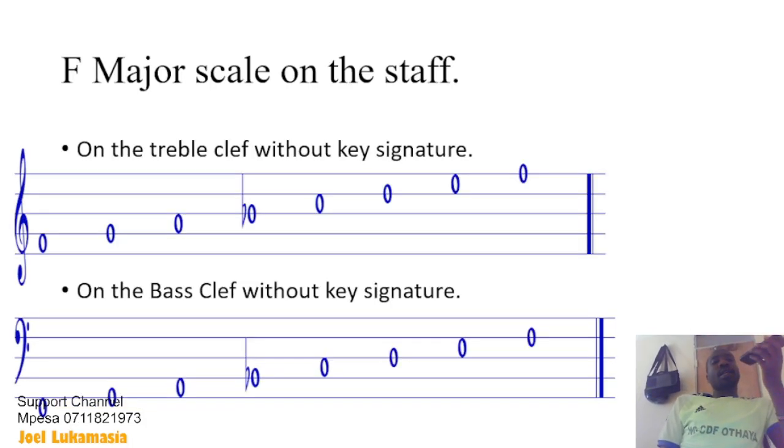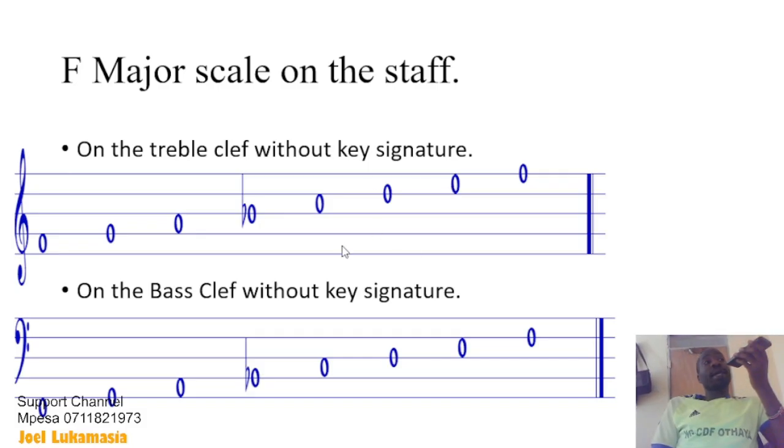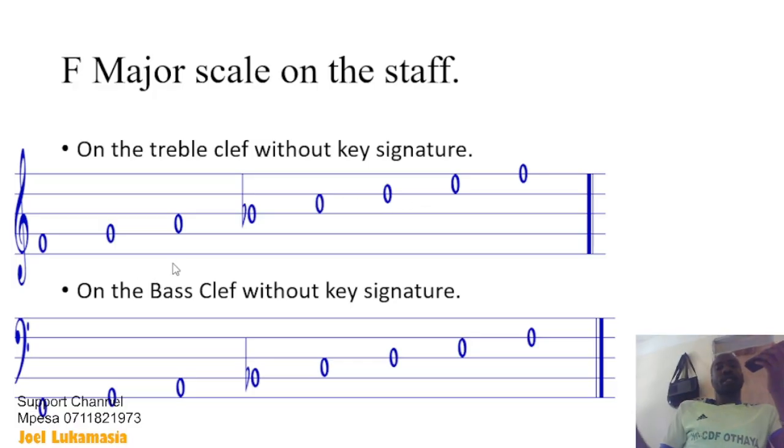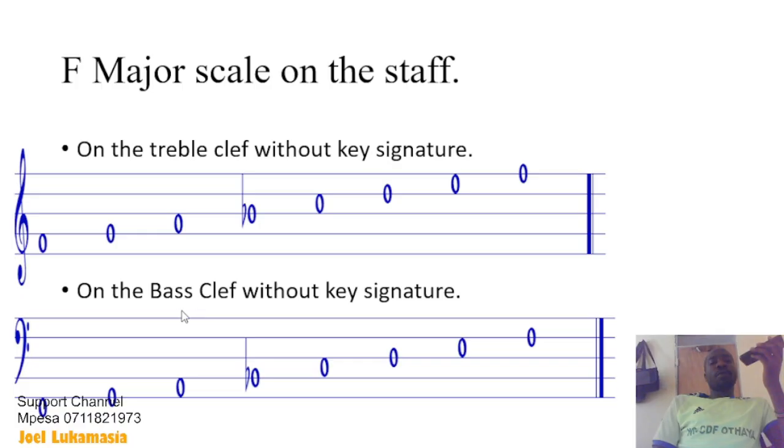Now that's how the scale of F major without the key signature should look on the staff. On the treble staff, it begins from this F on the space: F, G, A, then B flat, C, D, E, F, do, re, mi, fa, sol, la, ti, do. Then on the bass clef, it begins on the F on the space again, down here on the space: F, G, A. It is F, G, A, B flat, C, D, E, F.